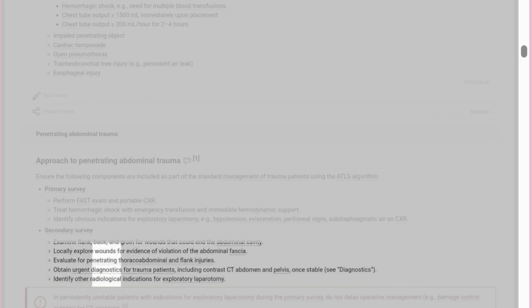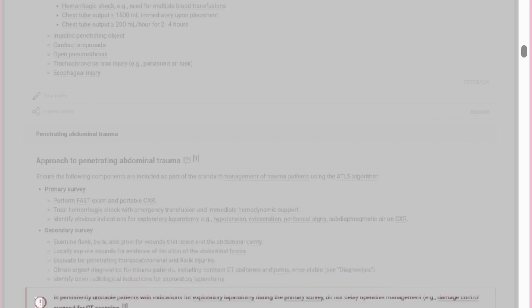Obtain urgent diagnostics for trauma patients, including contrast CT abdomen and pelvis, once stable. Identify other radiological indications for exploratory laparotomy. In persistently unstable patients with indications for exploratory laparotomy during the primary survey, do not delay operative management, for example damage control surgery, for CT scanning.